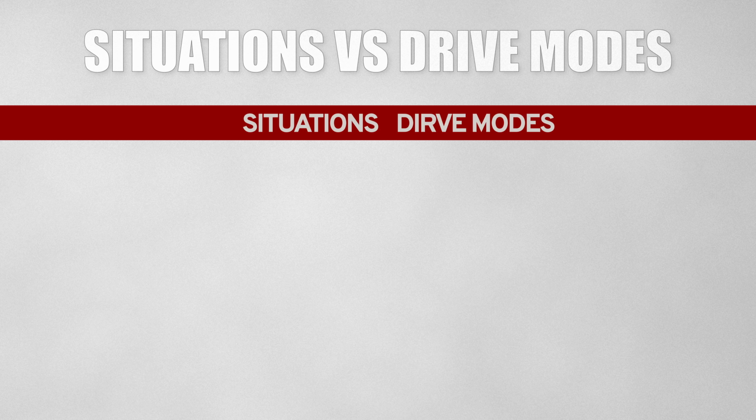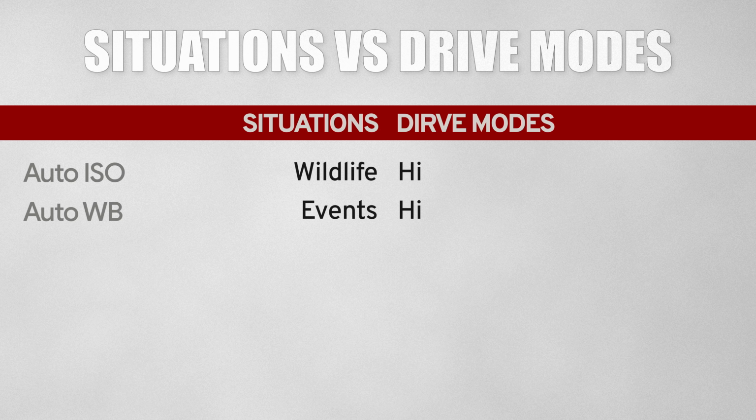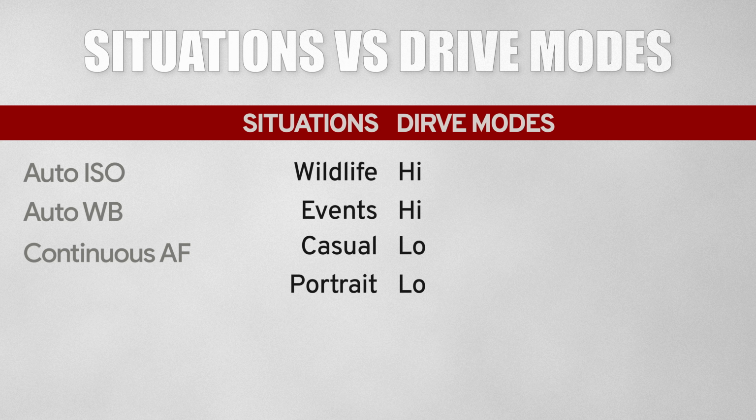In summary, for wildlife and even photography with few auto settings like auto ISO, auto white balance, or even with continuous autofocus, I recommend high drive mode. For casual photos, portraits, you should be good with low drive mode. And for landscapes, you should choose single shot drive mode.